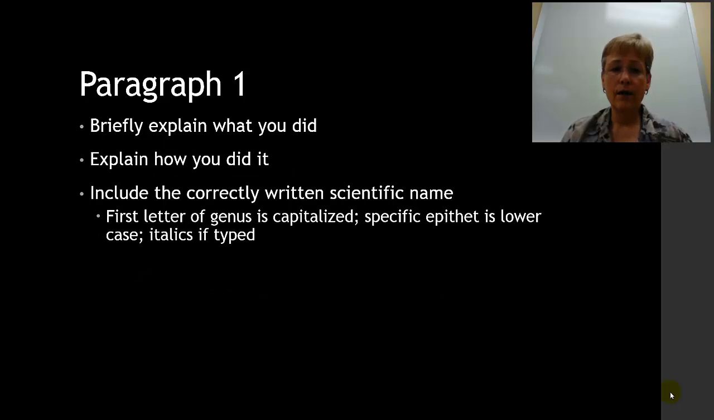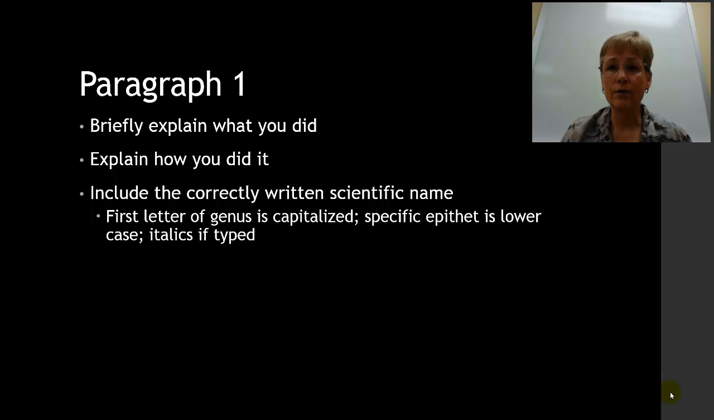So we get to paragraph 1. First of all, you have to briefly explain what you did. So you're not going to go through the whole entire procedure, but you may say things like a time frame would be in there. We put 26 seeds in petri dishes. The petri dishes were treated as follows, and we measured germination for 3 days, or whatever you did. So briefly explain what you did.